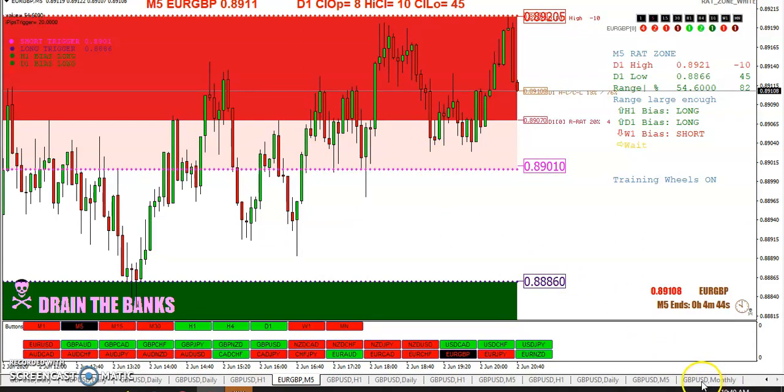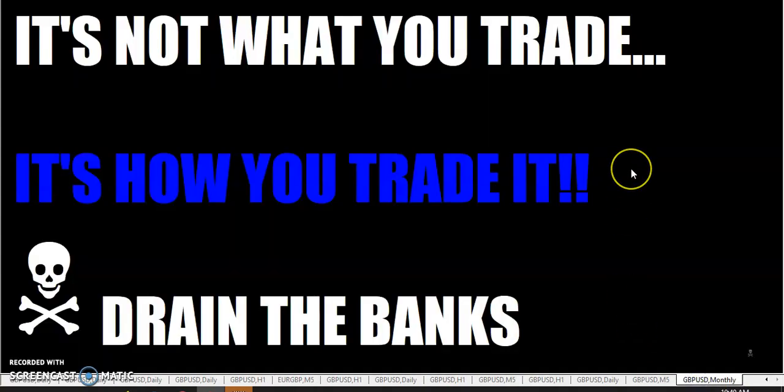So, fellow traders, that's more on the rat. I hope that helps. And just remember, it's not what you trade, it's how you trade it.